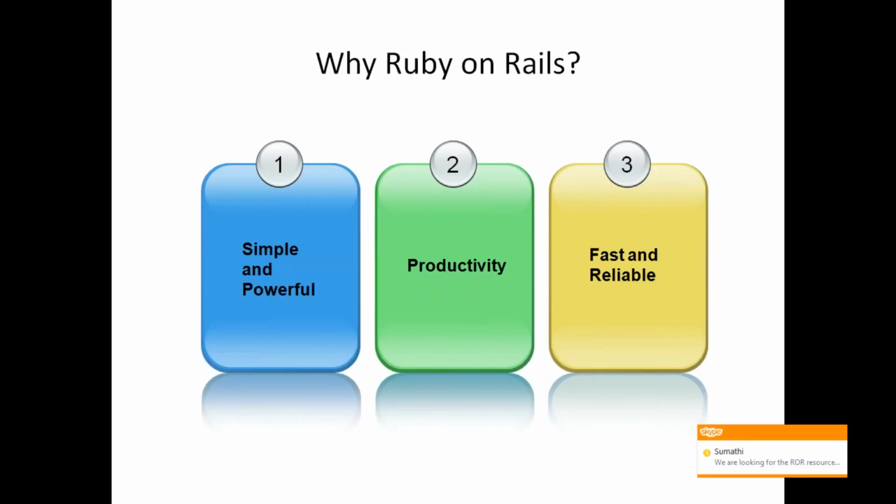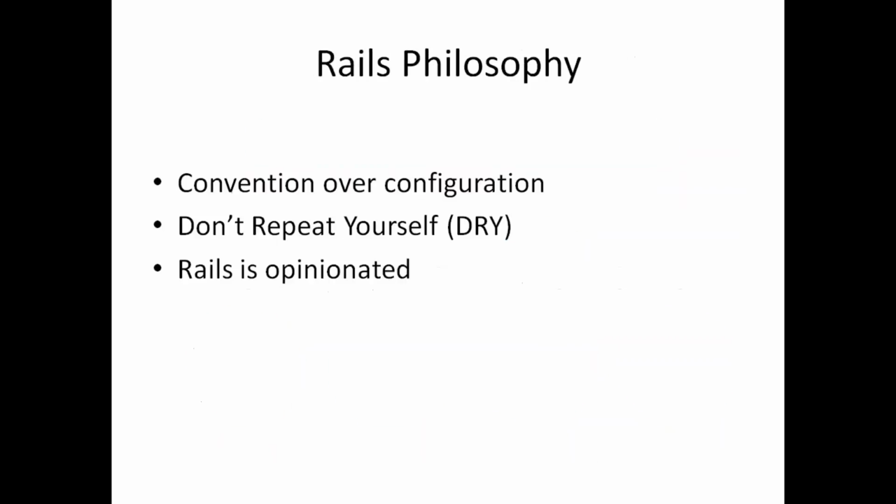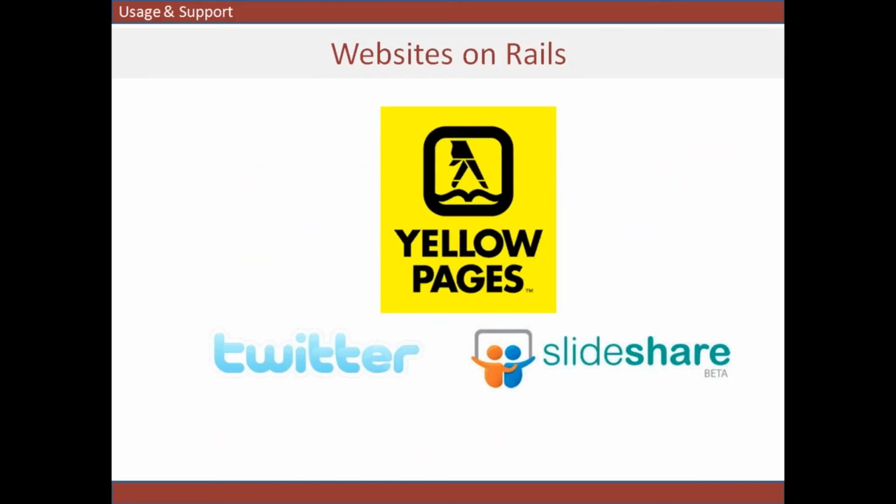So in simple words, we can say with Ruby on Rails, you will be learning a simple and powerful tool. It increases your productivity and it's fast and reliable. You may ask me, Krishna, when you are talking so much about Rails, can you show me some real-time examples? Yes. The things we are using in day-to-day life like Yellow Pages, Twitter, SlideShare, Shopify, and GitHub.